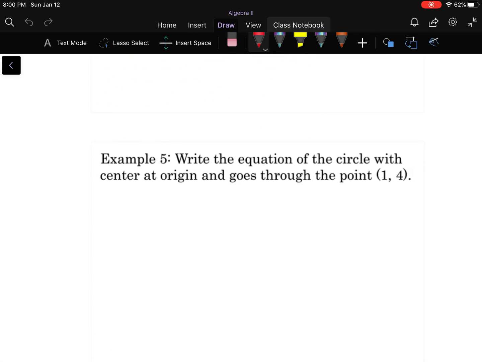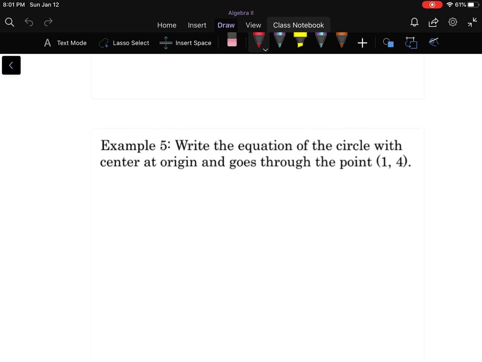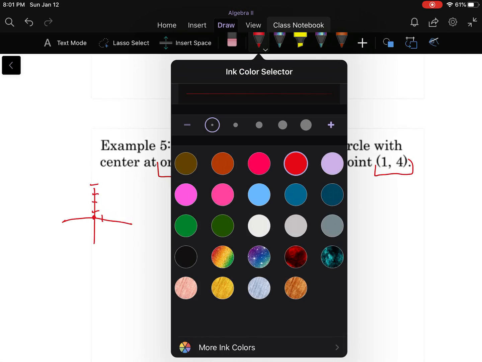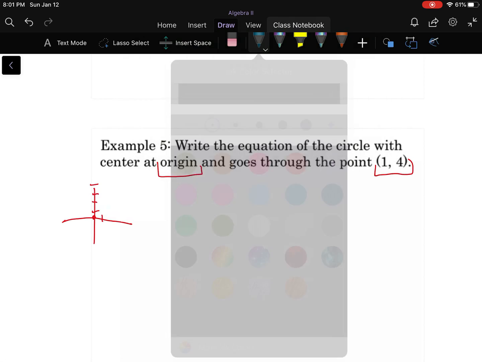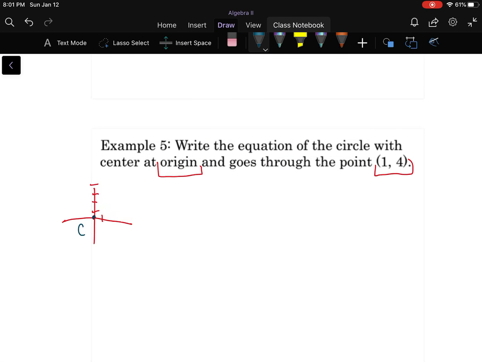And then finally, here we go. What if I knew that the center was here, but it's just going to pass through this point, and I don't necessarily know the radius? What I like to do is give myself a rough sketch on some graph paper. I know the center is right there, and I know this point, 1, 4, is one of the points on that circle. Well, that distance right there is my radius.